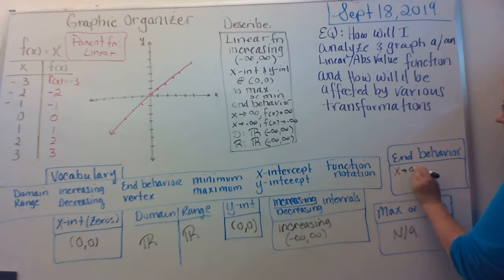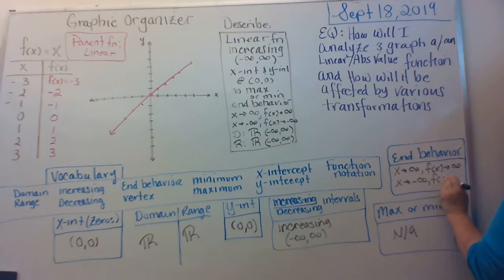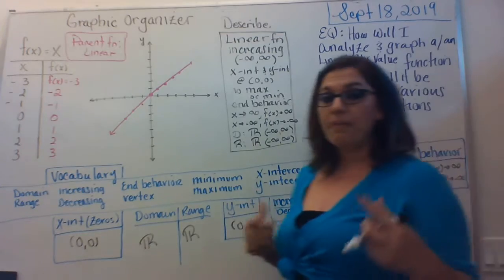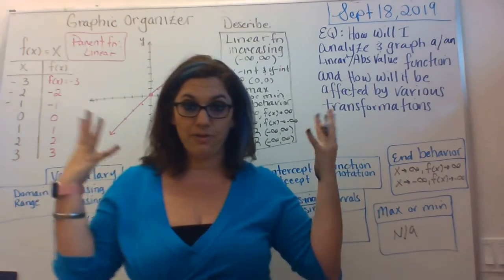And the end behavior we already stated. As x approaches infinity, f of x is approaching infinity. And as x approaches negative infinity, f of x approaches negative infinity. So this is just a couple of different ways for you guys to map information.